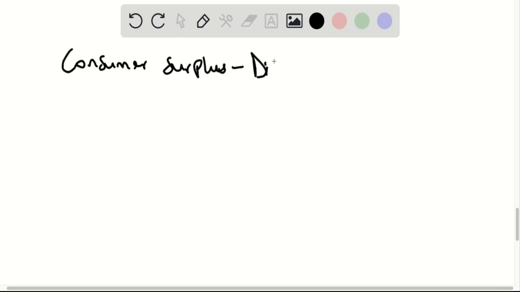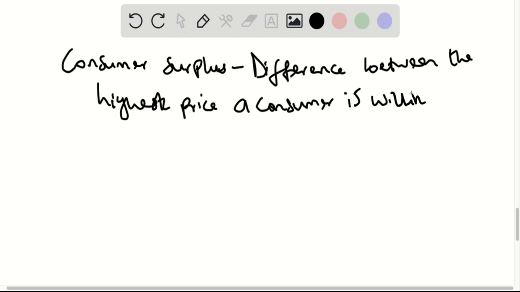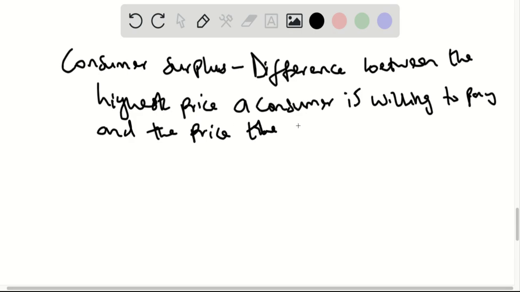So the consumer surplus is the difference between the highest price a consumer is willing to pay and the price the consumer actually pays.